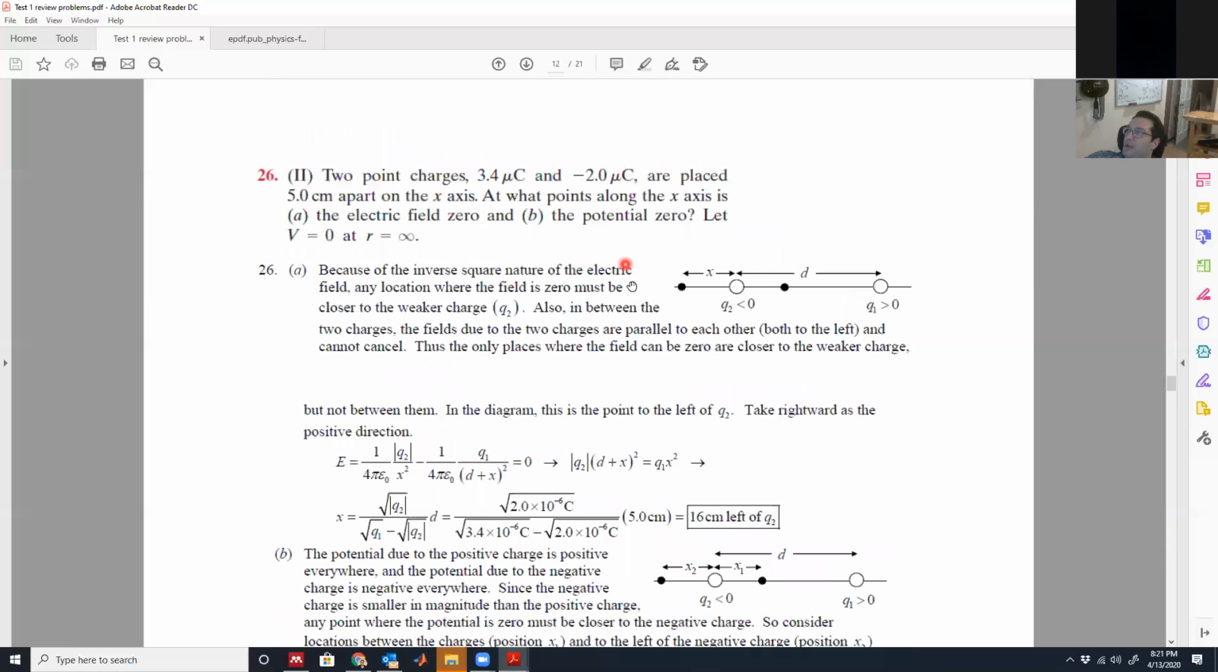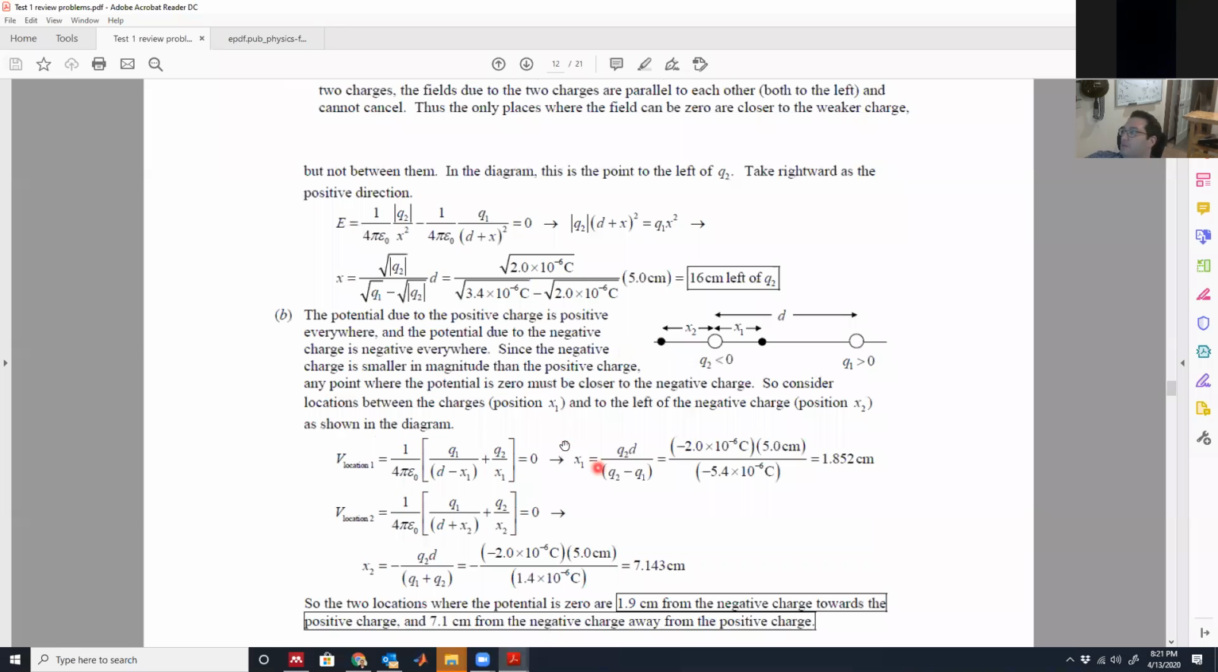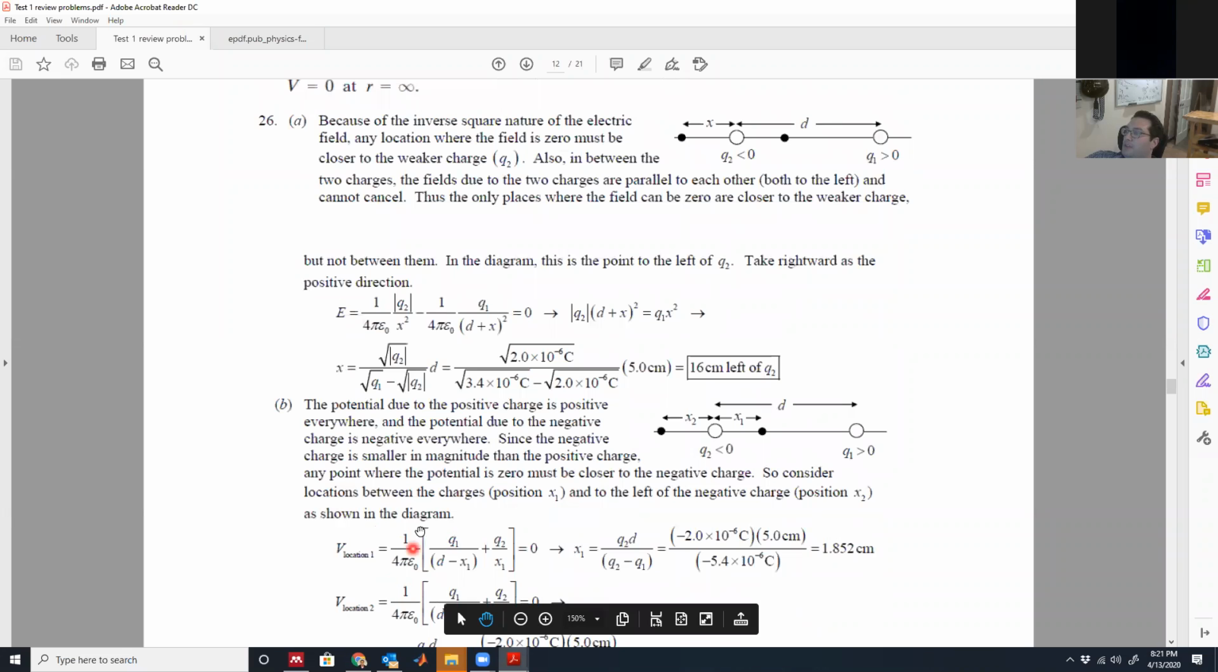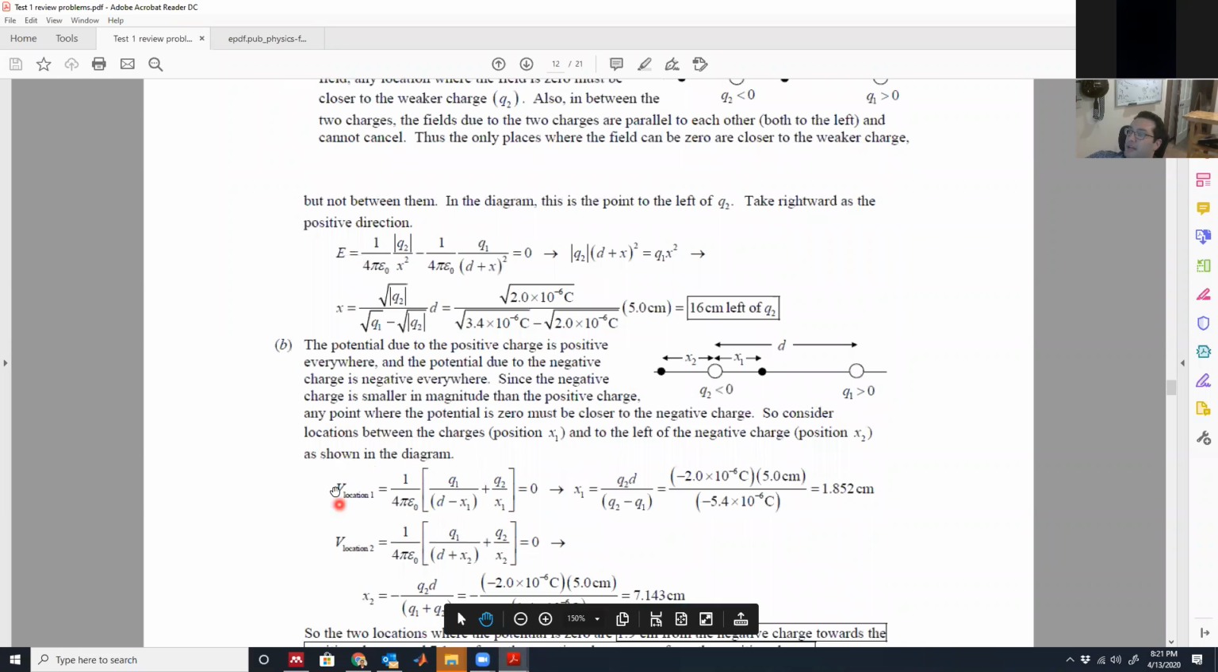Now there's a part B, where the potential is zero. So to find where the potential is zero, we do the same method here, right? We get the potential from location 1 and the potential from location 2.